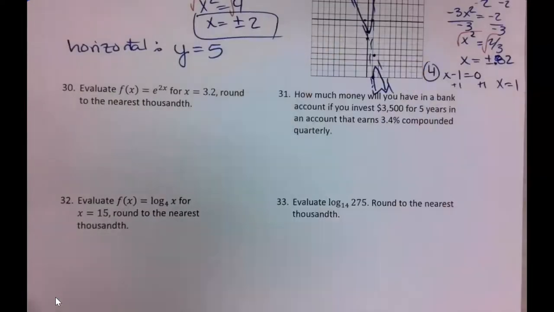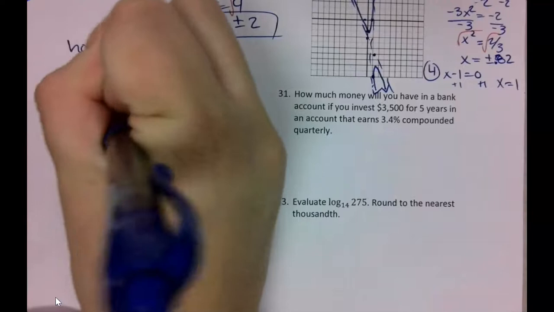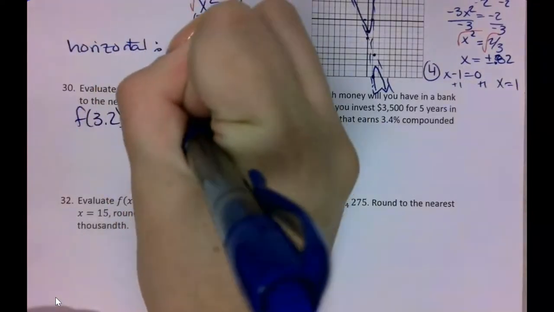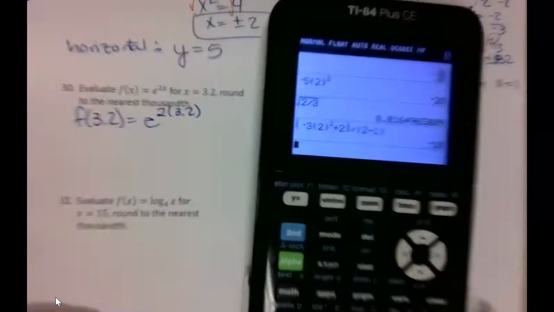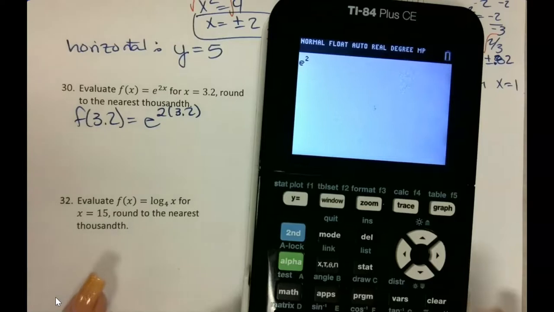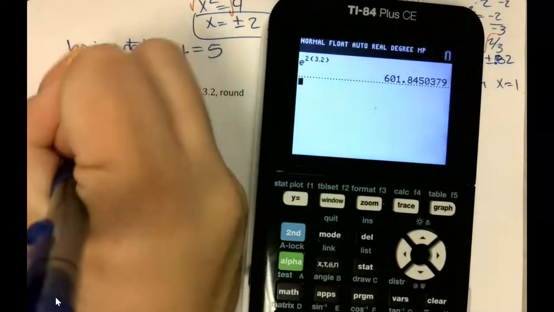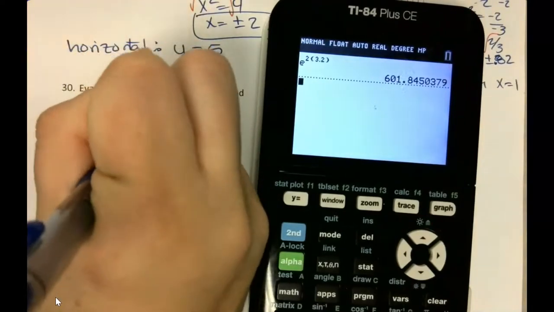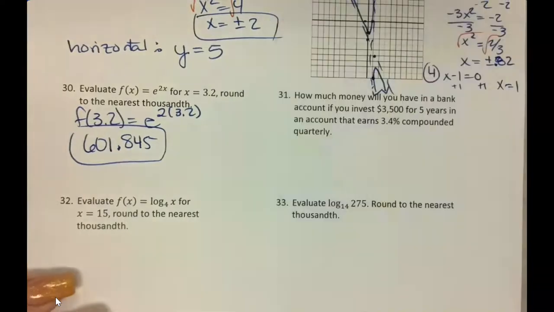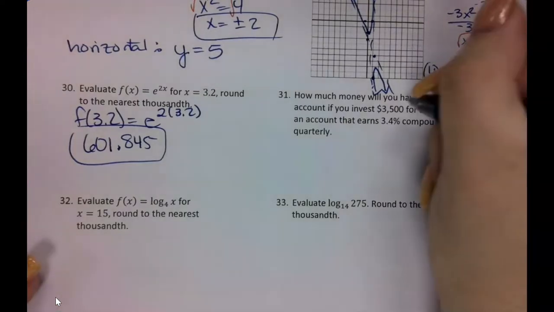Okay, so this next one wants me to evaluate for x equals 3.2. I am just going to plug in 3.2 into this equation, and then type it into my calculator. If I am on an older calculator, I cannot type it like I just did. I would want to make sure my entire exponent is in parentheses before typing this in. So this gets me 601.845.